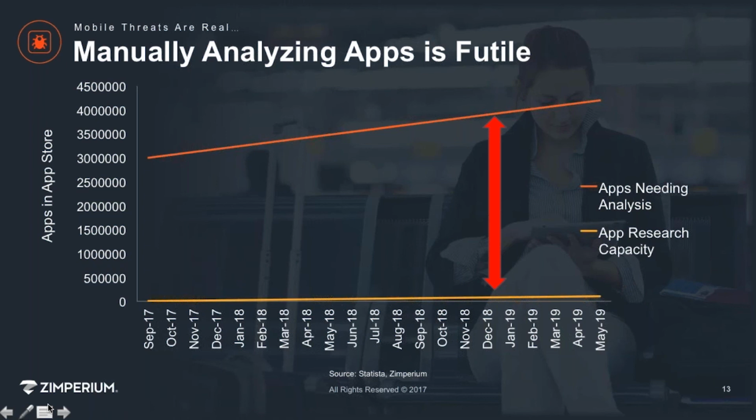And when you do that math, the yellow line is the capacity of all of those researchers to manually go through this stuff. And the orange line, based on growth of the number of apps going into the Google Play Store, is those that need analyzing. The simple fact is, it just doesn't work. It's just like antivirus was years and years ago. So we have to apply machines to this. You cannot apply people to this.